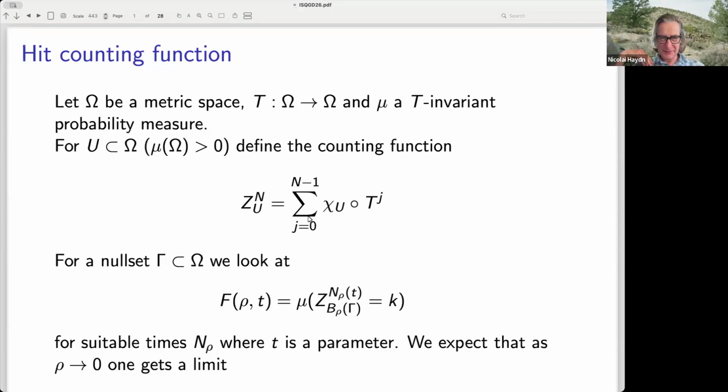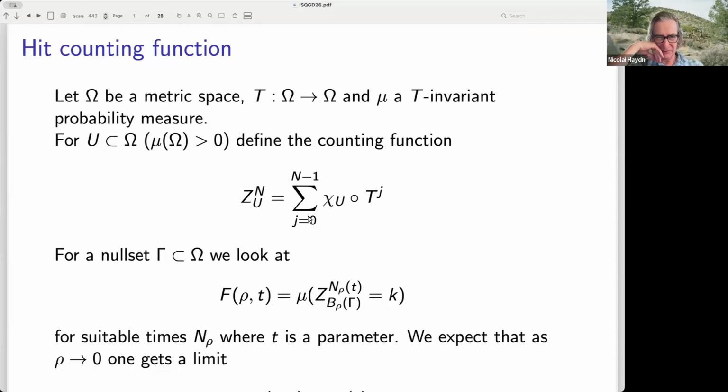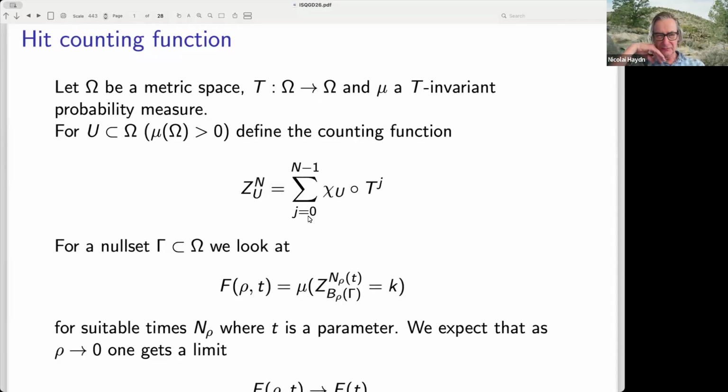Good morning, everybody. I forgot the title because that's the first time ever I used Beamer. So I want to talk about return times. A typical setting will be normally a measure space, but today I'm going to use a metric space because I'm going to talk about metric setting.